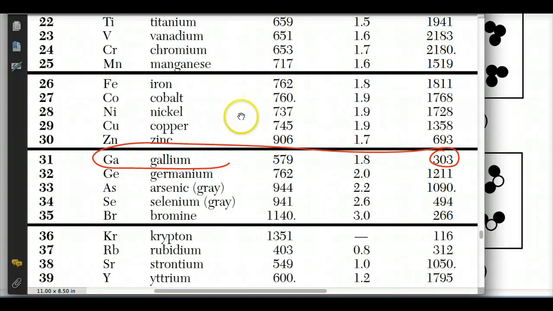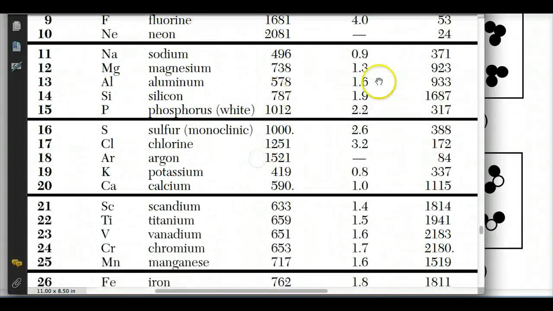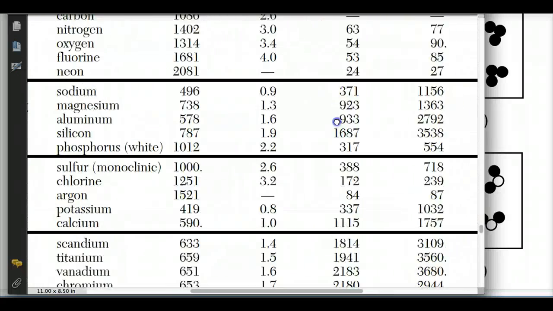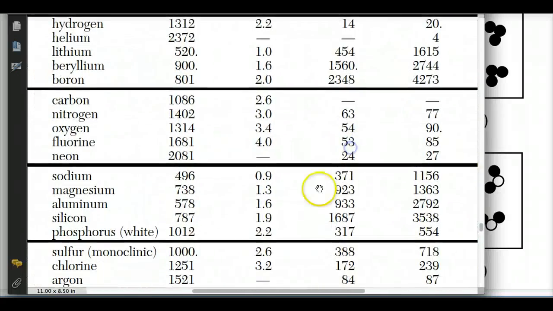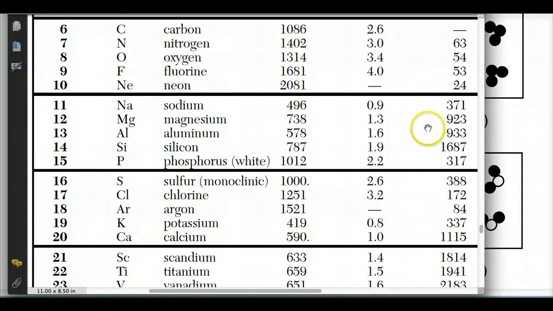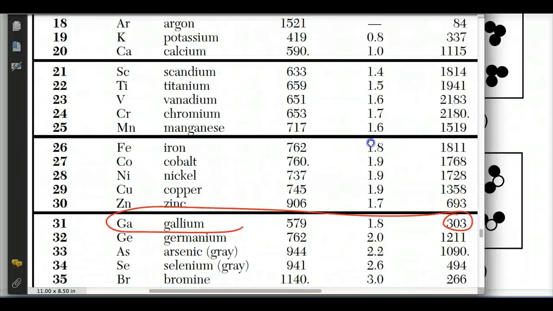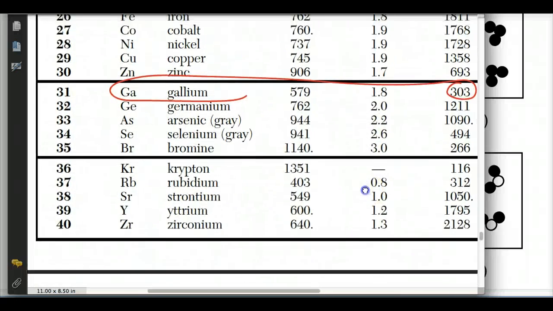But if you look at magnesium, okay, it's 923. Oh, which one's the melting point? Melting point is right there. 923 is the melting point for magnesium. Iodide, okay, where are you?